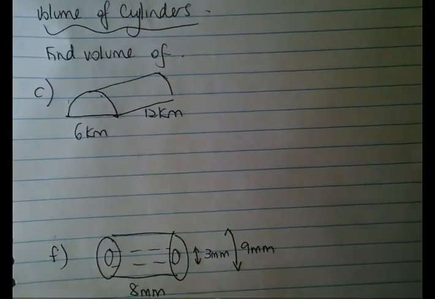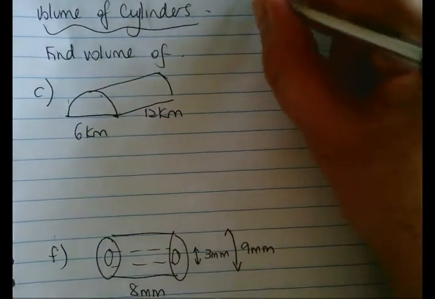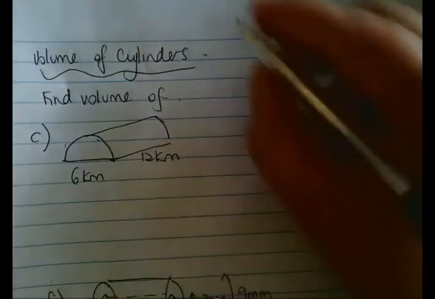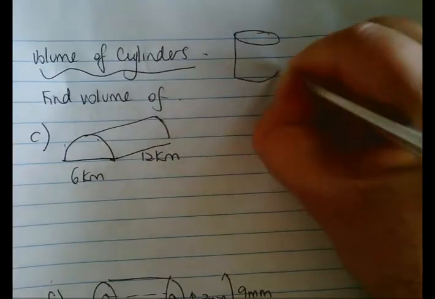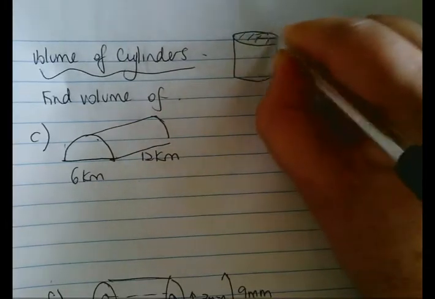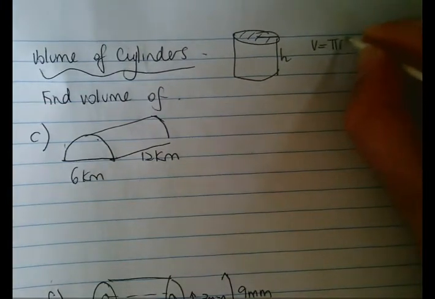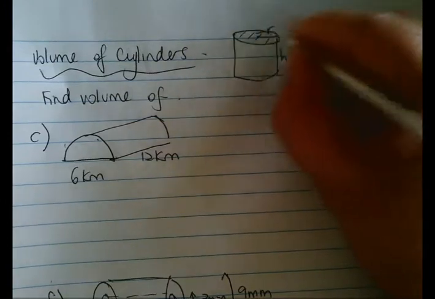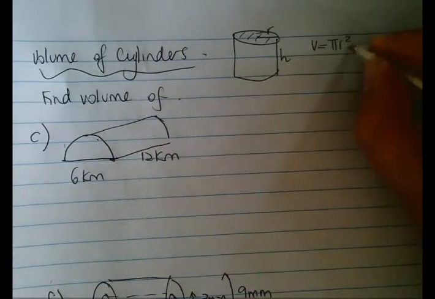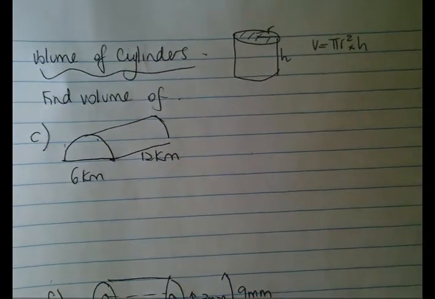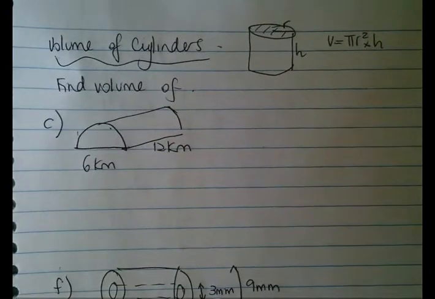So girls, last lesson you just found the volume of a cylinder, and you know that the formula is area of the uniform cross-section for a cylinder times the height. And in this case, it was volume, area of the uniform cross-section is pi r squared times height. That is the volume of a cylinder formula.